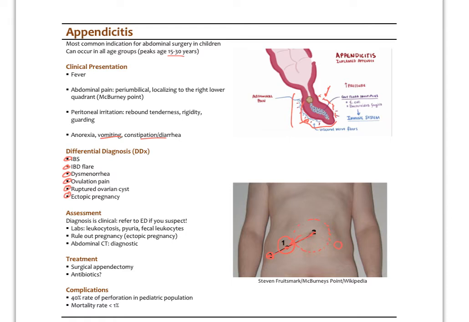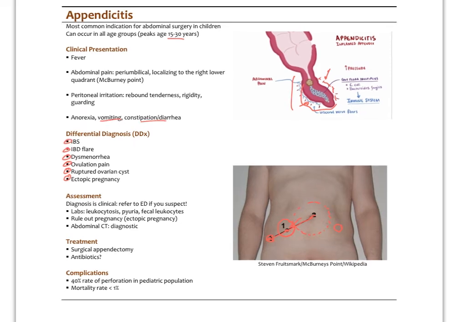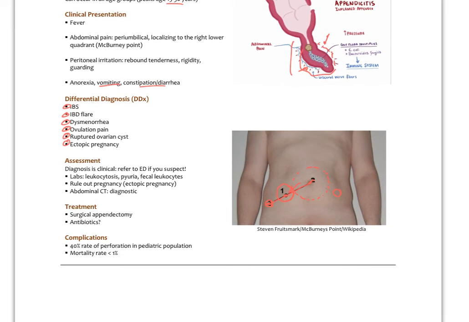The diagnosis is clinical. Again, refer to the emergency department if you suspect it. But labs would typically show increased white blood cell counts. You would typically see white blood cells in the urine, and even in the feces there would be white blood cells. We'd rule out pregnancy, so typically a pregnancy test is done for females. And then an abdominal CT is going to be your diagnostic test. So that's all going to be done in the ED.